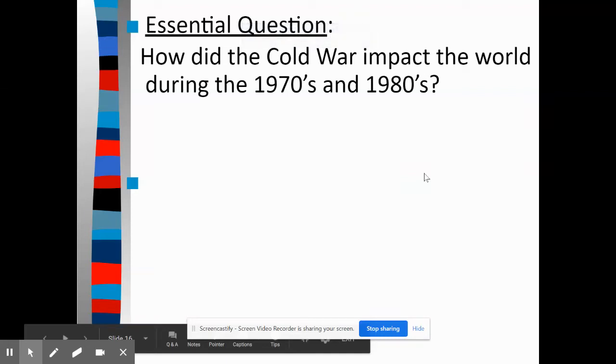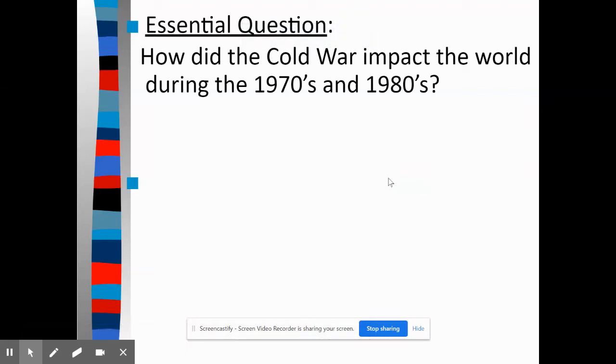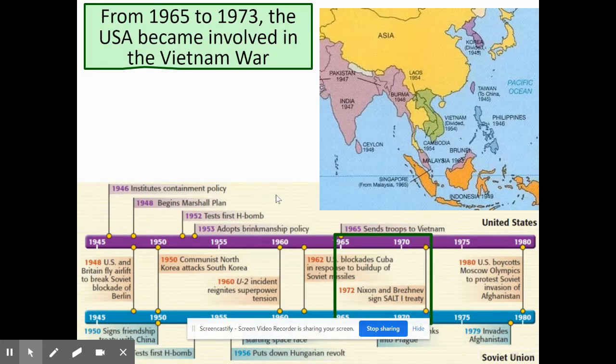Today we're going to talk about how the Cold War impacted the war during the 1970s and 80s. Really, we're going all the way to the end, so 1991. So between 1965 and 1973, the United States was involved in Vietnam. Here is Vietnam. And we were involved because of the domino theory. Remember, if one country falls, everything that touches it will fall to communism.